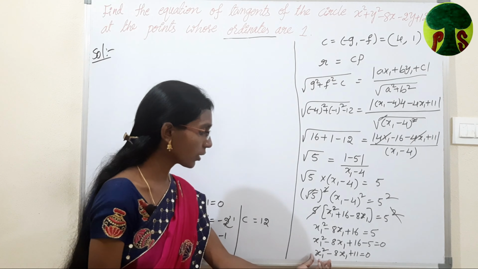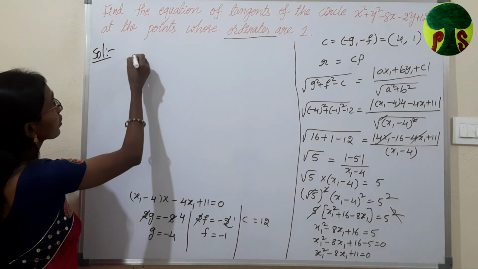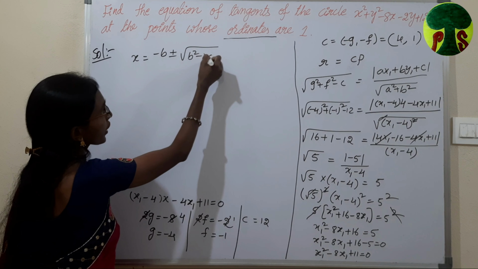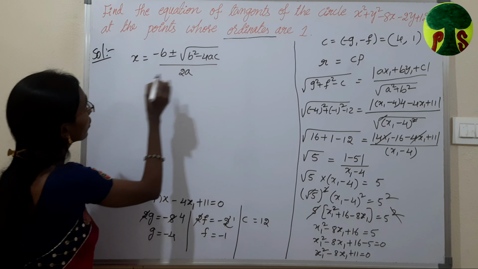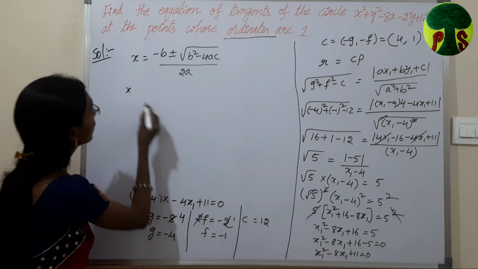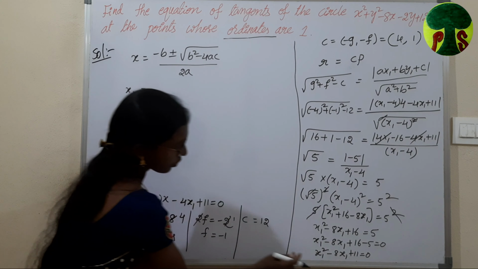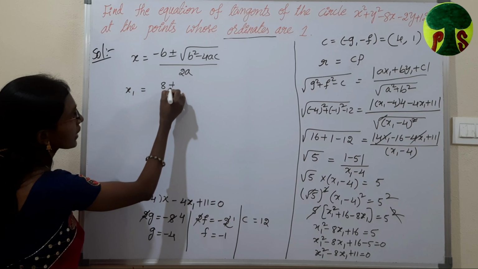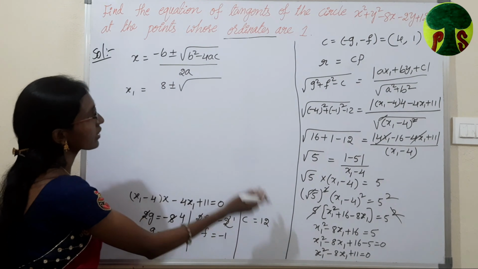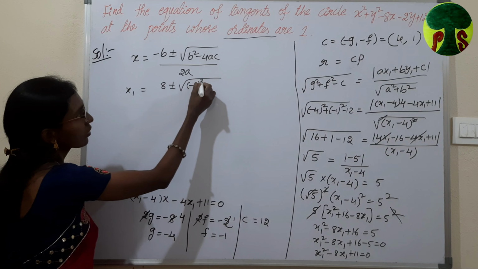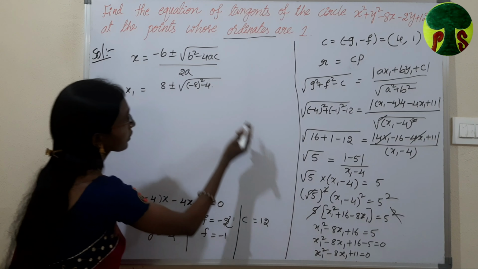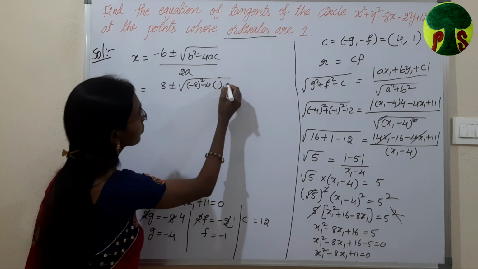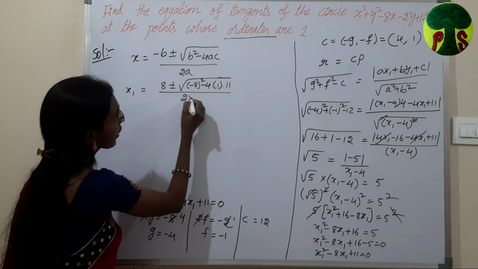Now we have to find the roots of this equation by using the formula x is equal to minus b plus or minus square root of b square minus 4ac, divided by 2a. So here x means x1. So x1 is equal to minus b. Minus b value is, we have minus 8, so minus into minus is plus 8, plus or minus square root of the value of b, minus 8 whole square, minus 4 into the value of a, which is 1, the x1 square coefficient is 1, into the value of c, that is the constant 11, divided by 2 into the value of a, which is 1.